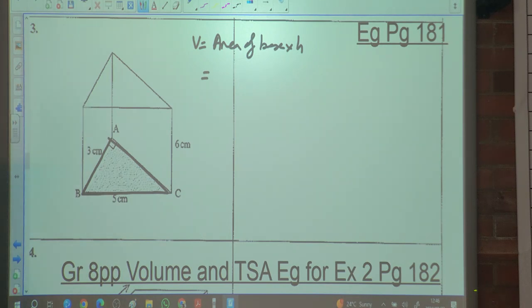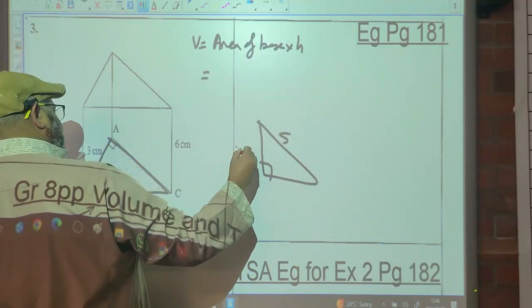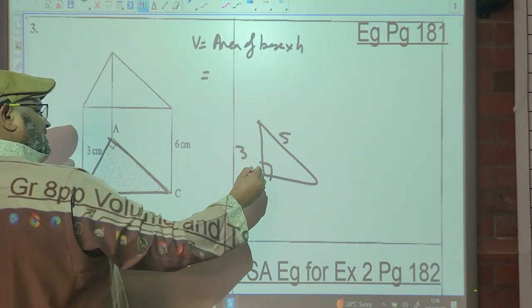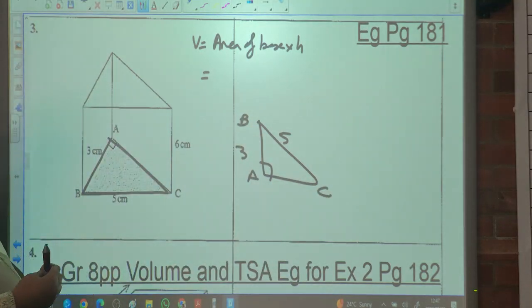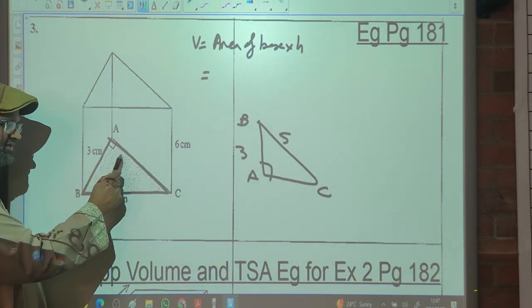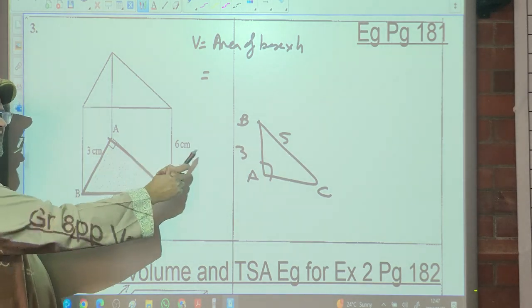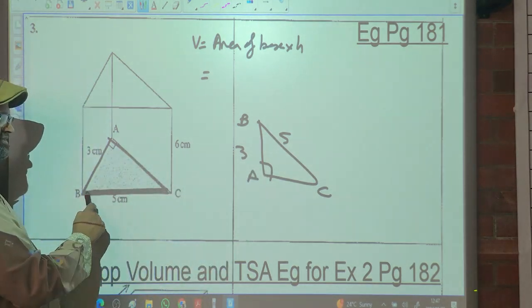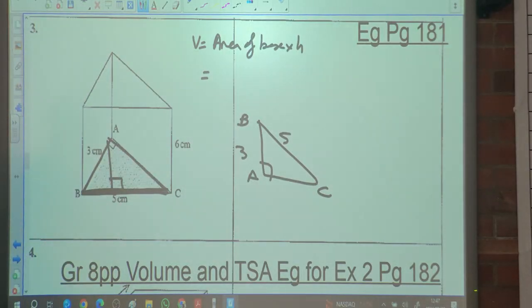Half of base times height. But if you got a right angle triangle looking like this, there's 5, 3. This is A, B, C. What am I shorting? AC. Because it's going to be half of base times that height. Can you see that, people? It's to do with the 90 degrees. Although this looks like the base, if you're going to use this as the base, then that should be the perpendicular line. You see the difference? So how am I going to calculate AC?